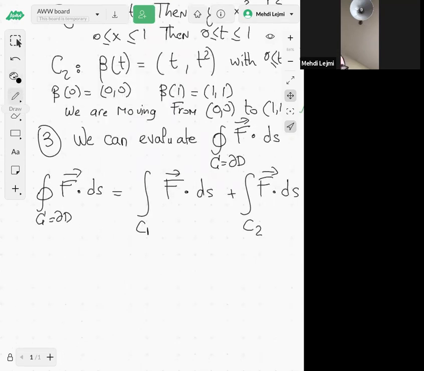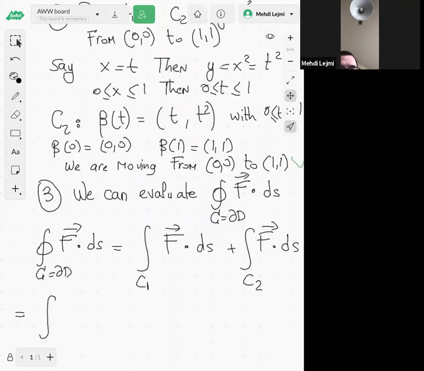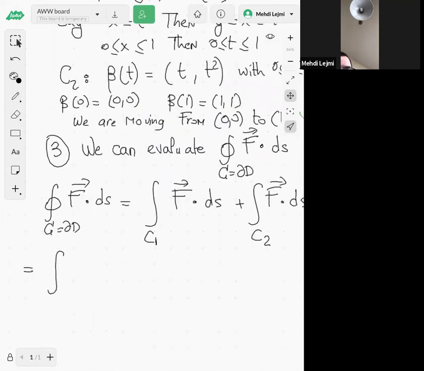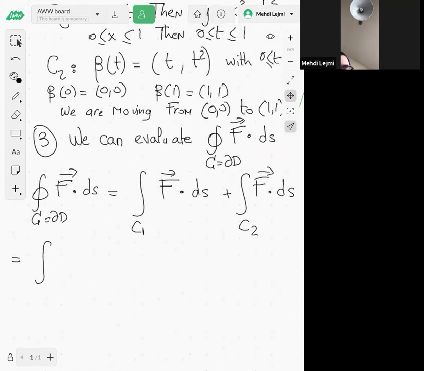So that would be equal to, so C1 is parameterized by gamma of t, and C2 is parameterized by beta of t, right? So gamma of t, so this would be the integral of f of gamma of t, scalar product with gamma prime of t, dt.